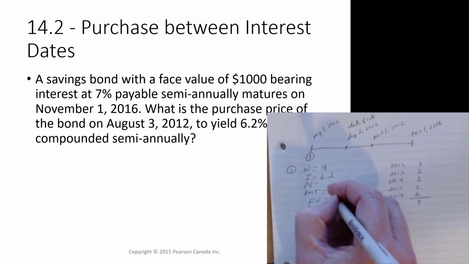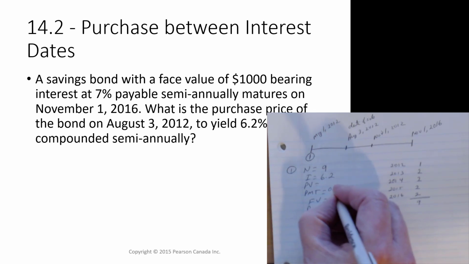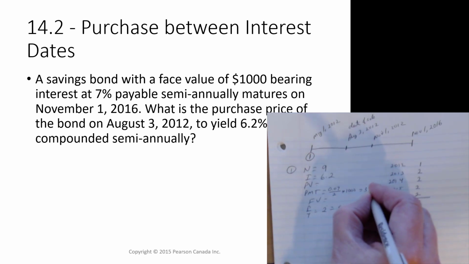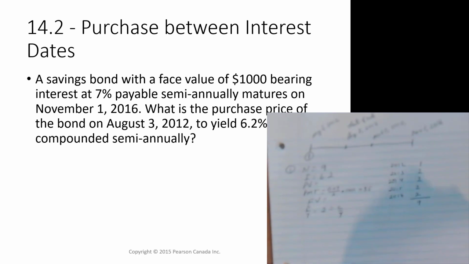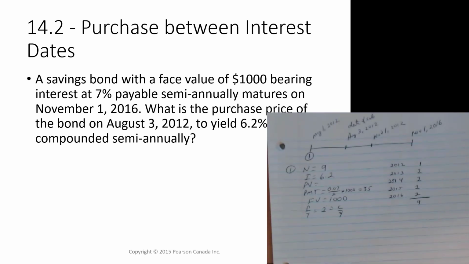I is the yield, 6.2, compounded semi-annually. Present value is what we're trying to find. Our coupon payment is, in this case, 0.07 because it's payable, right? 7% payable, divided by 2 times 1,000, and that equals $35. And the face value is $1,000. So now I'm going to punch that all in just like a regular annuity, if you will, and then we'll spit out the answer. Give that a shot.